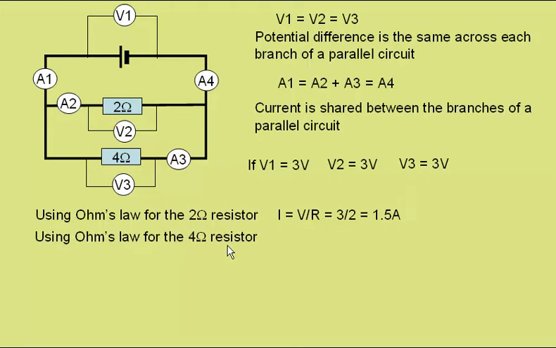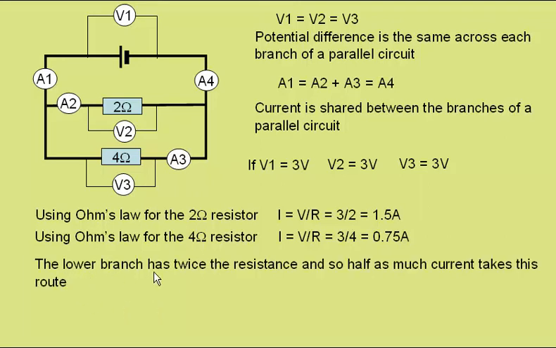Using Ohm's law now for the 4 ohm resistor, again we have current is equal to potential difference divided by resistance. Potential difference again is 3 volts, but now a resistance of 4 ohms gives a current of just 0.75 amps. The 4 ohm resistor is twice as difficult to pass through as the 2 ohm resistor, so only half as much current is going this way as passes this way. As we can see here, 1.5 amps through the top resistor, the 2 ohm resistor, 0.75 amps, half as much, through the 4 ohm resistor, as it has twice the resistance.